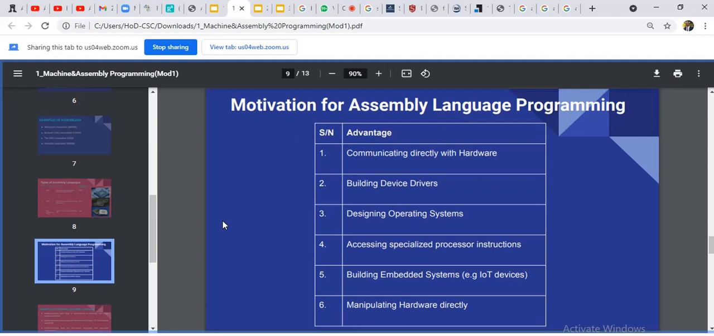Are we together? Yes, sir. Now, take for instance, do you understand how an ATM is able to dispense money, how it's able to respond to commands? Those instructions were written with either assembly language or the C programming language. So when you're writing for hardware, you can use assembly language. It allows direct interaction with hardware. Then number two, it is used to build device drivers. What do we call device drivers, please? What is a driver?